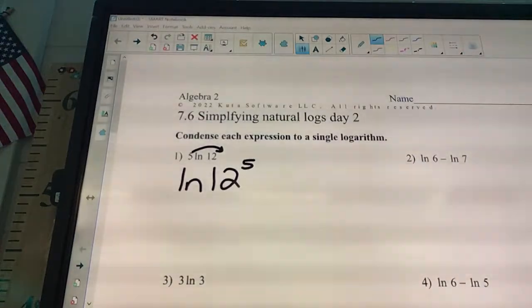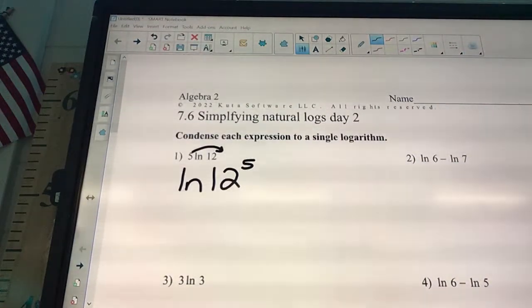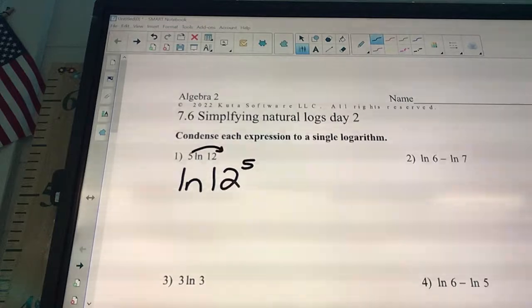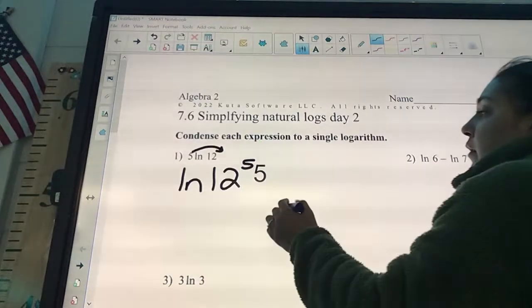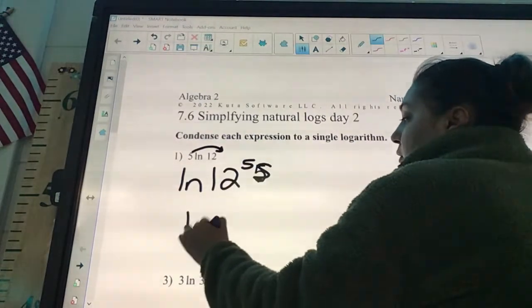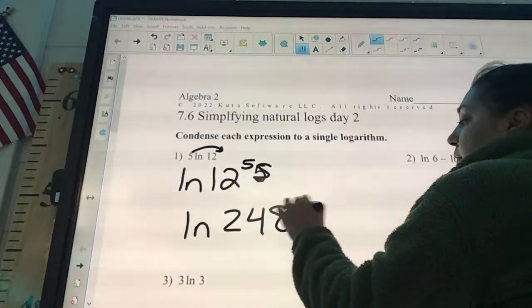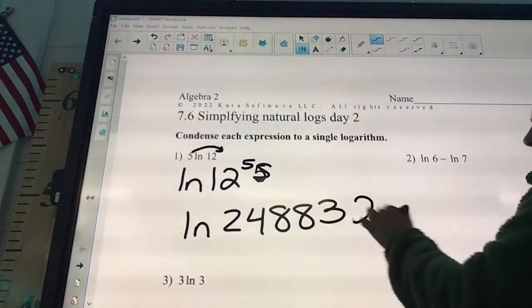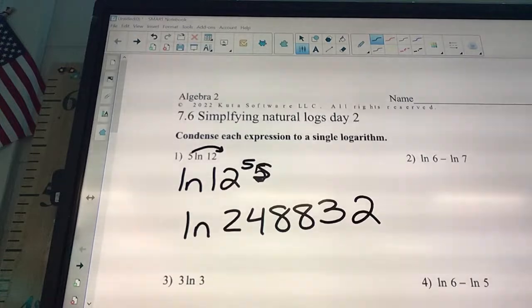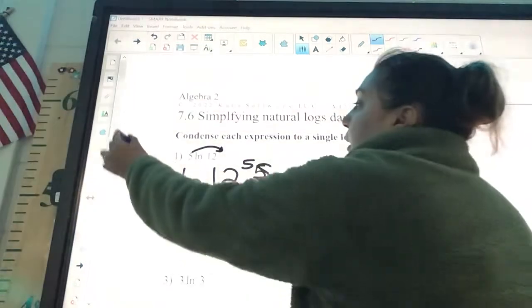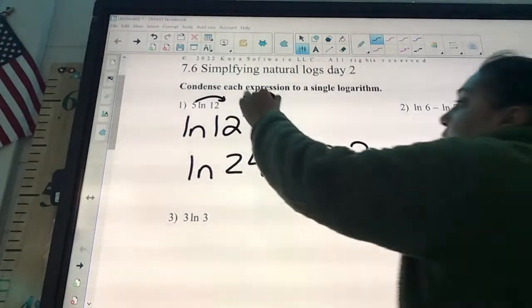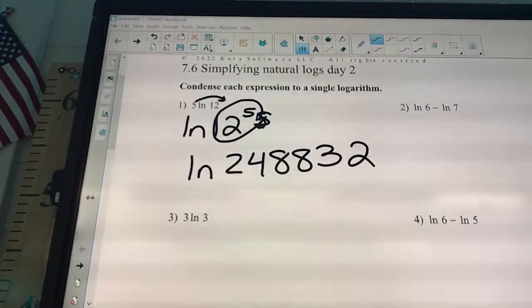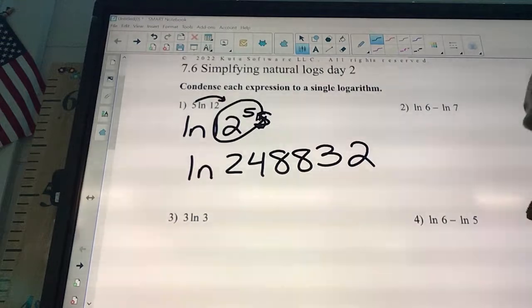Do we need to solve this? Yes. What is 12 to the 5th? Type it in your calculator. 248832. Does somebody agree with that? Yes. Okay, good. That's the answer? Yep. Okay, when you type this in, you only type in this part on your calculator. You can't type in the natural log part, or it's going to solve it even further for you. What did you get the other 5 from?